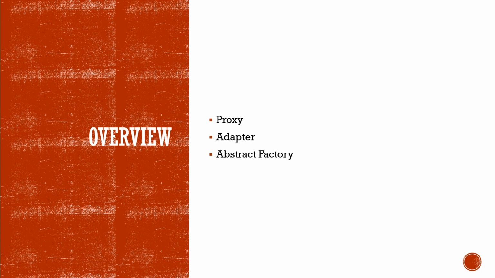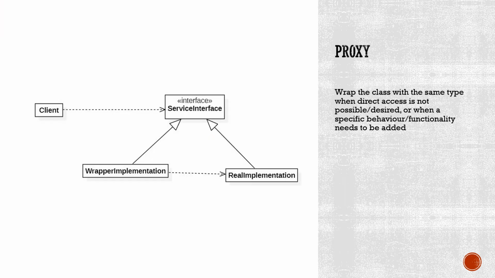Here is the overview of the patterns that we will discuss: proxy, adapter, and abstract factory. The first one is proxy.